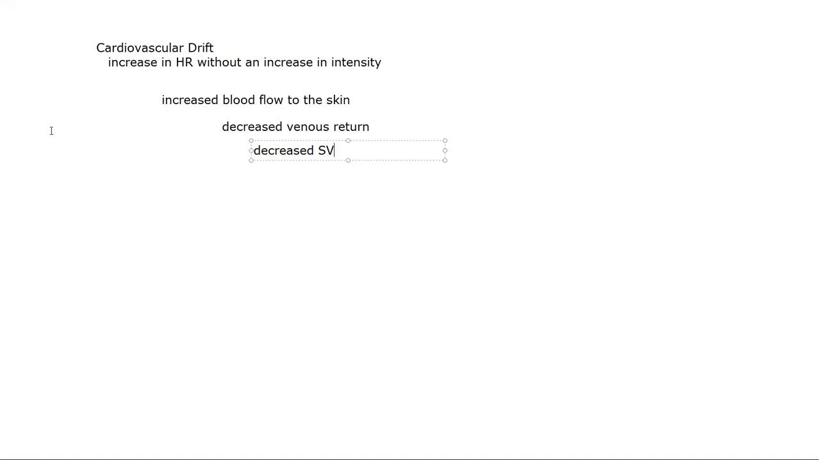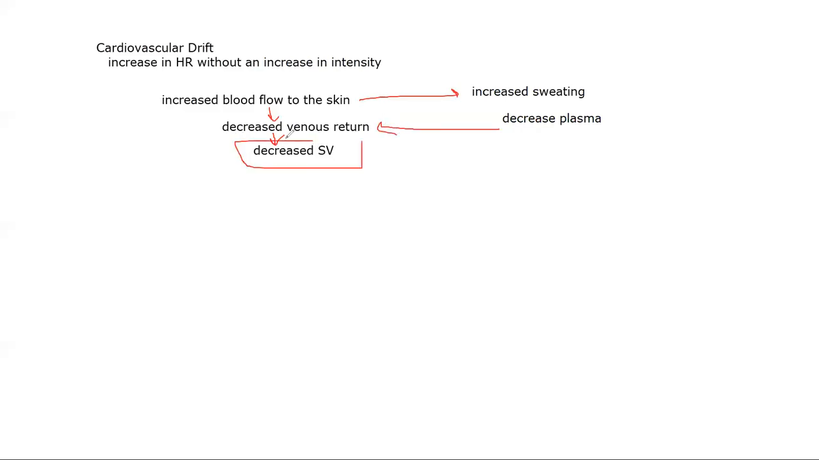Okay, let me just draw a line over here. Increased blood flow to skin is going to cause decreased venous return and decreased stroke volume. It's also going to cause sweating. If you're sweating, that's coming from your blood plasma. So that increased sweating is going to decrease plasma levels. If you have less plasma, you're also going to have less venous return and less stroke volume.